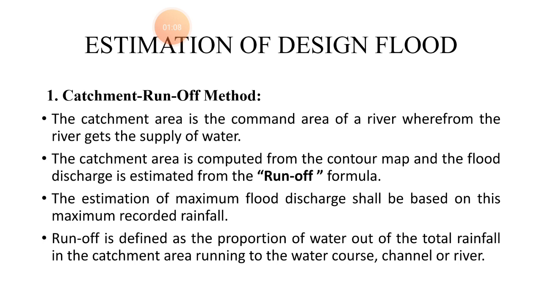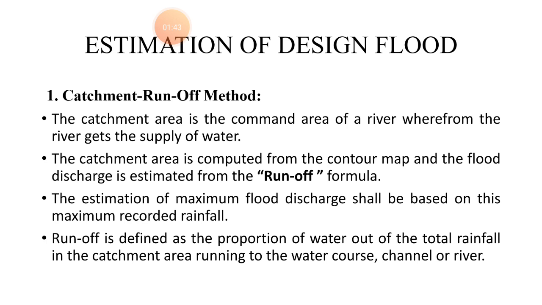The first one is the catchment runoff method. In this method, mainly we are discussing the relationship between catchment and runoff. Before that, the catchment area is the total area or watershed area, the command area of a river from where the river gets the supply of water, and the runoff is defined as the overflow of rainfall. That we already studied in the previous chapter.